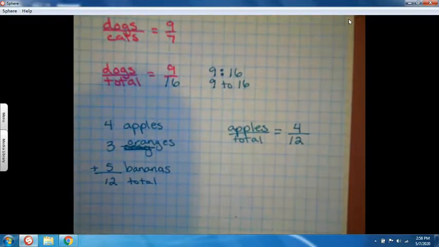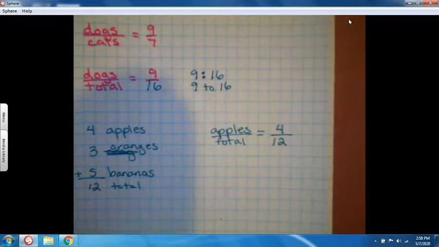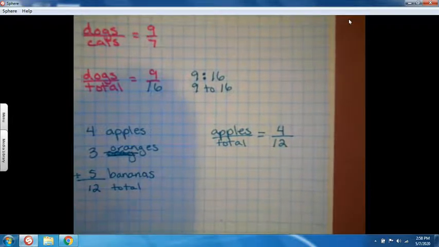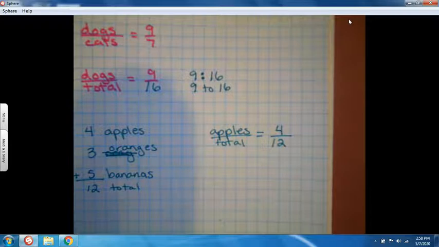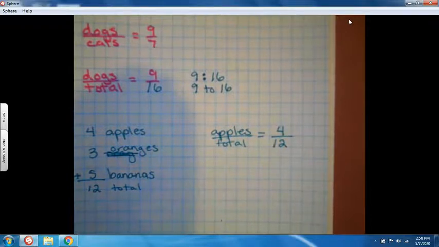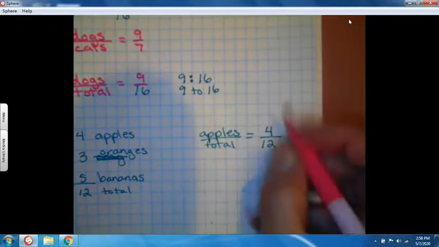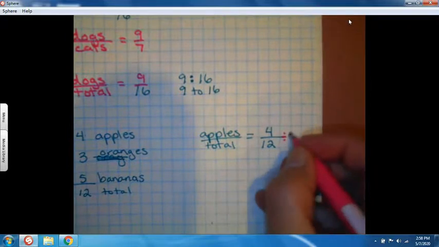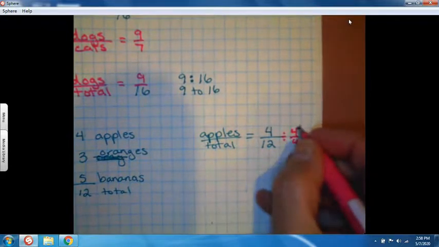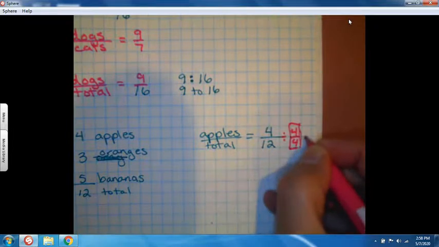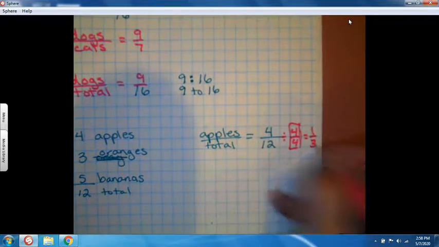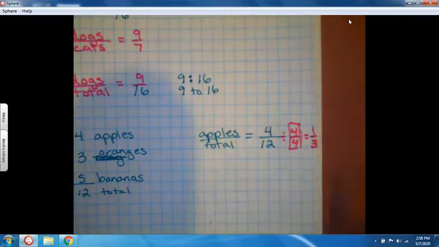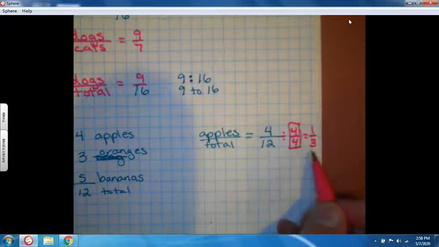Now we can simplify that one, right? So we need our giant 1. What's the biggest number that goes into 4 and 12? Be careful. That's right, it's 4, not 2. So 4 over 4 equals 1/3. So for every 1 apple, there are 3 pieces of fruit. Sorry, it kind of went off the page there a little bit. I hope you guys can see that okay.